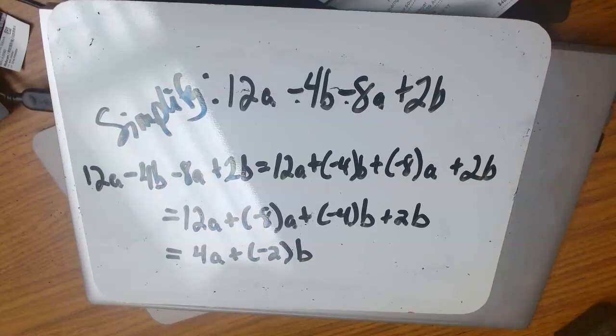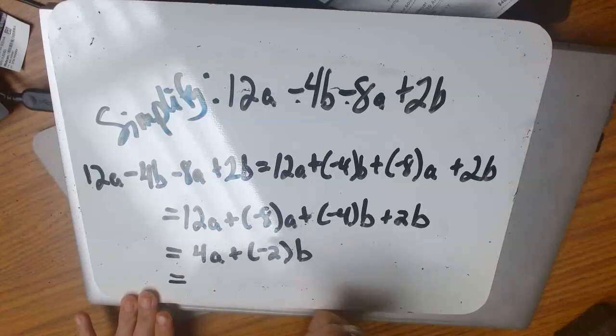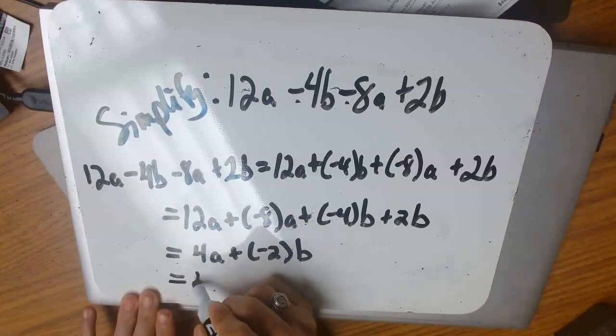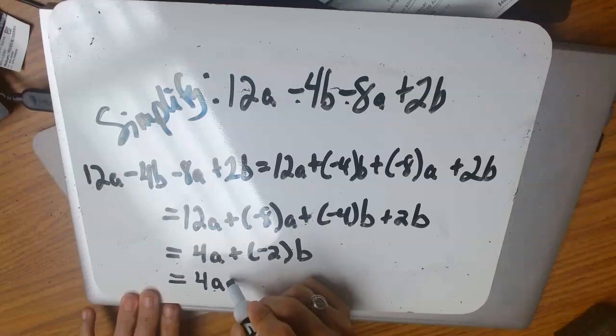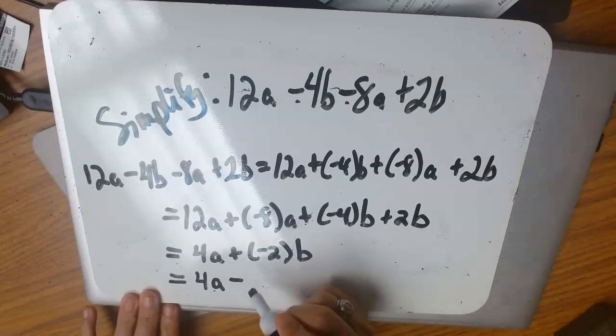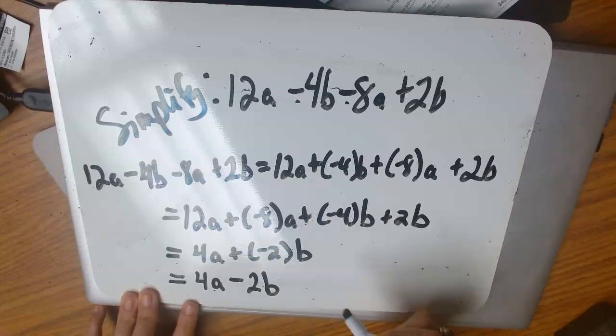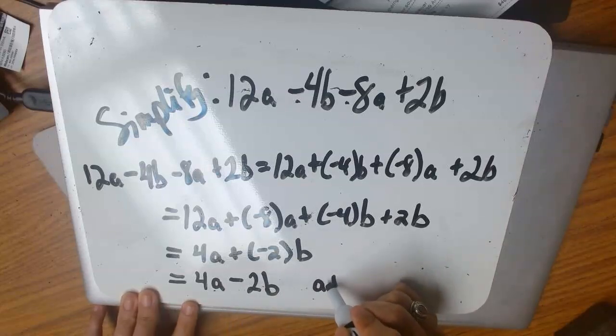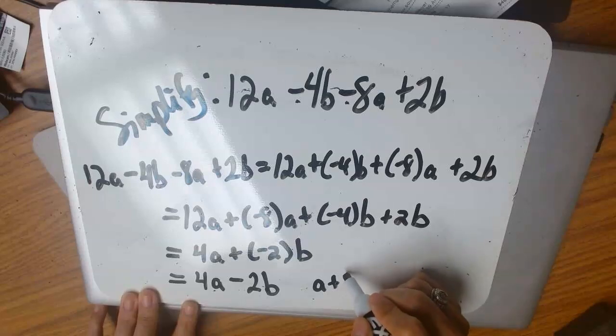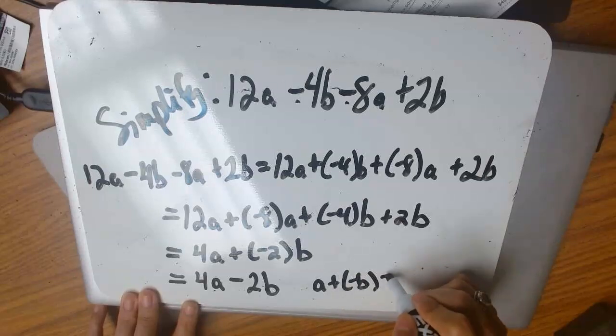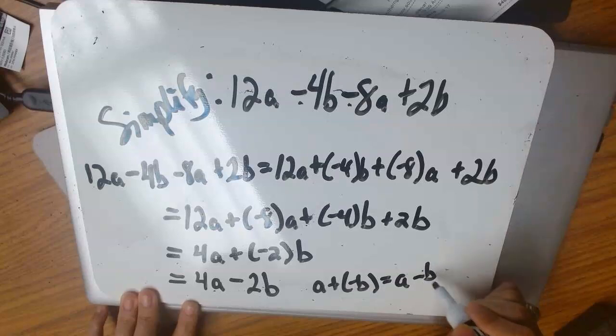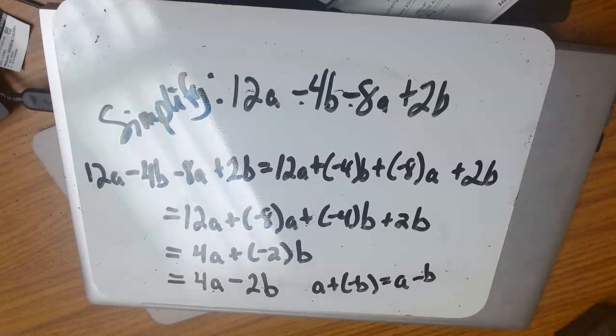Okay, in the final step, because we're not done yet, we're going to write 4a minus 2b. And the reason why that is the answer is because remember, a plus negative b is equal to a minus b. So that is your answer.